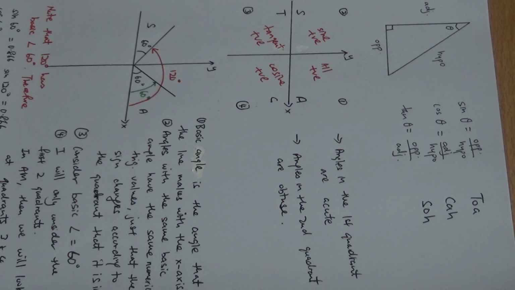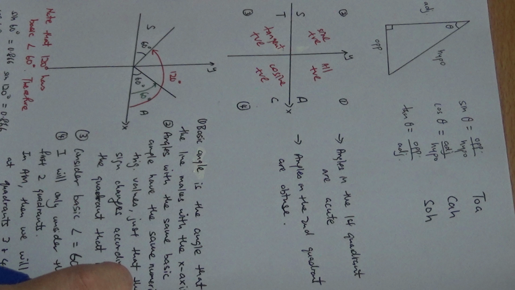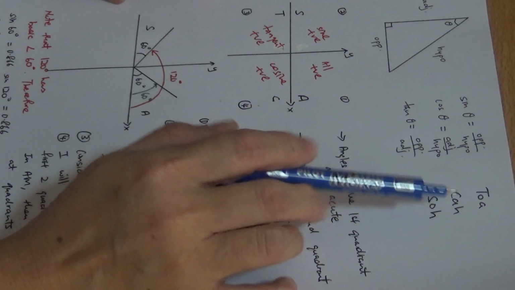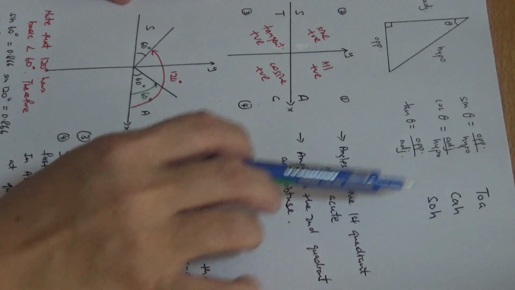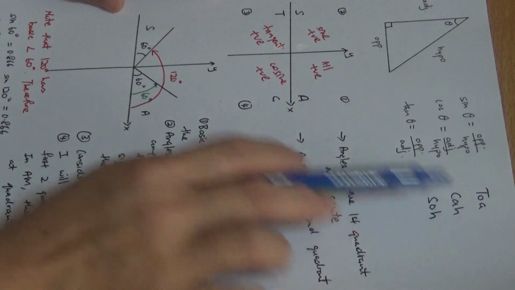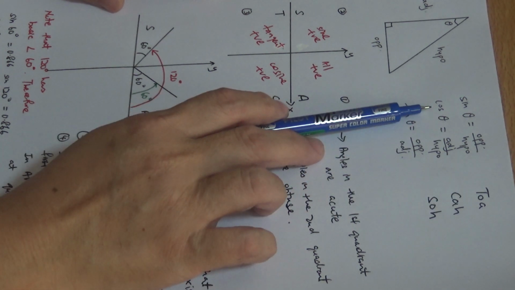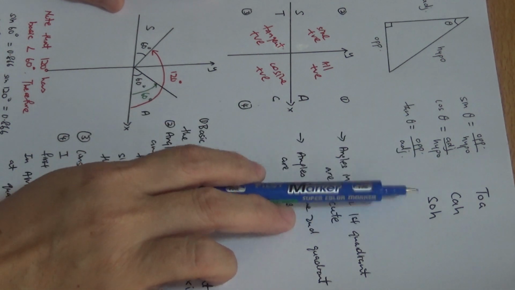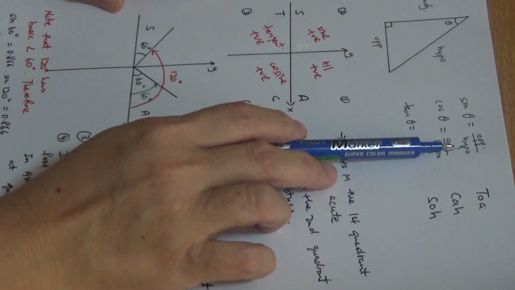Okay, class, I'll be going on to chapter 6, 6.1 of E-Maths, and I'm going through the basics with you again, so that you're not so confused. Now, in Sec 2, we learned about TOA, CAH, SOH. TOA stands for tangent and is opposite over adjacent. Cosine, CAH, adjacent over hypotenuse, and sine, opposite over hypotenuse.